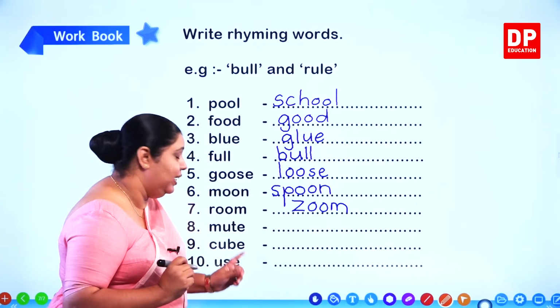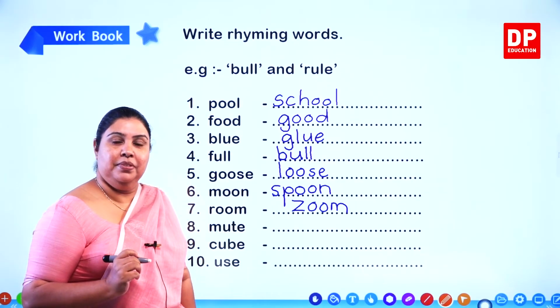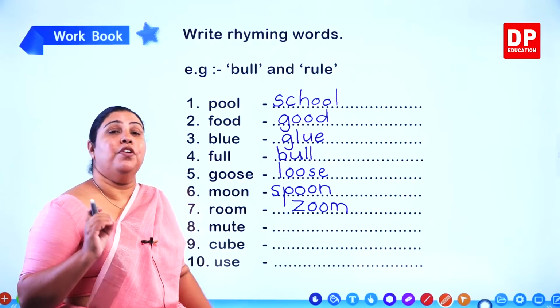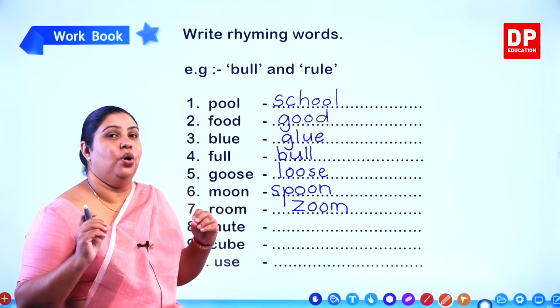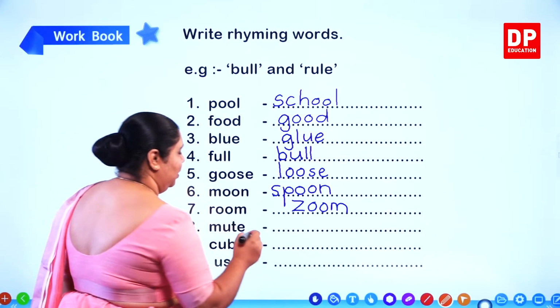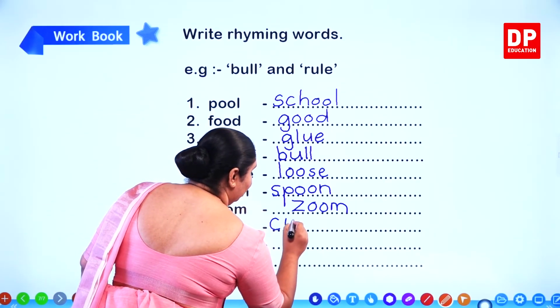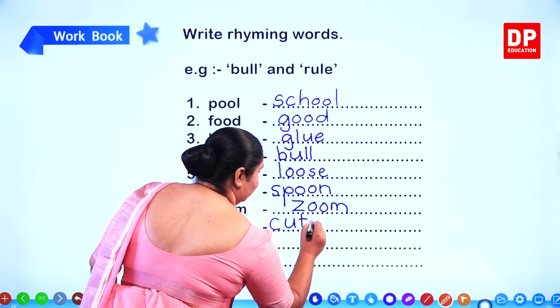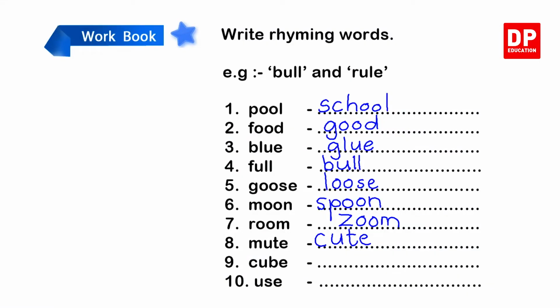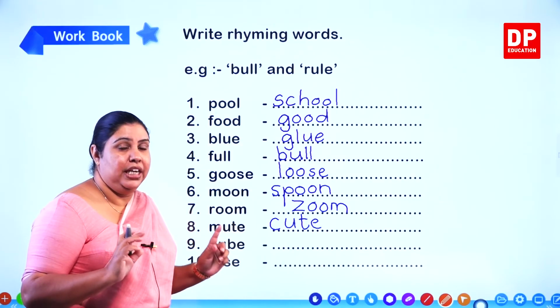Then we have the word mute. Can you tell me a rhyming word for mute? The long U. Mute. Cute. That's right. Mute and cute are rhyming words. Mute rhymes with cute. Now we are going to write a rhyming word for the word cube.